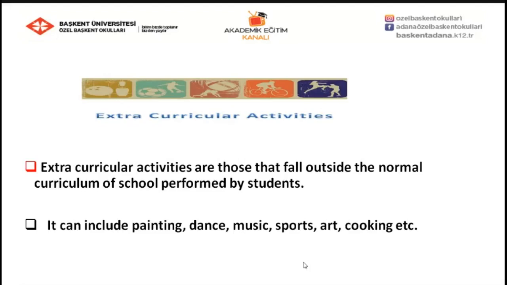Extracurricular activities. First, I would like to define its meaning, and then we're going to analyze some examples about it. Extracurricular activities are those that fall outside the normal curriculum of school performed by students. It can include painting, dance, music, sports, art, cooking, etc.